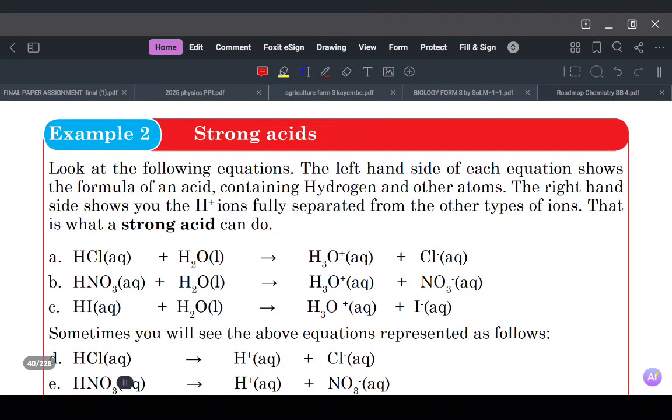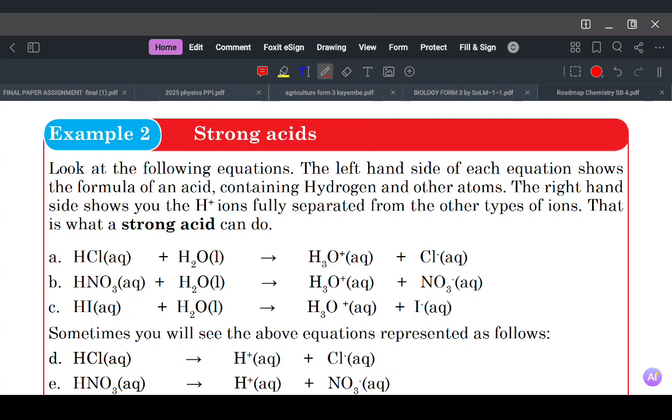So let's look at some examples just to illustrate a point. Look at the following equations. The left-hand side of each equation shows the formula for an acid containing hydrogen and other atoms. The right-hand side shows you the hydrogen ions fully separated from the other types of ions. That is what a strong acid can do.